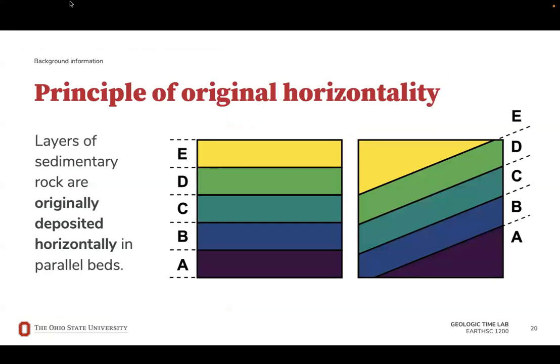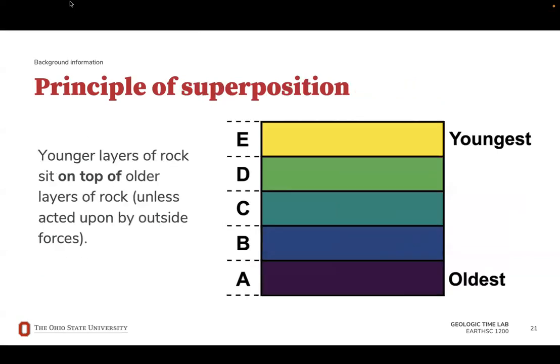The principle of original horizontality posits that sediments are always originally deposited in beds that are parallel to Earth's surface due to gravity. The principle of superposition posits that in an undisturbed sequence of sedimentary rocks, each layer is older than the ones on top of it.